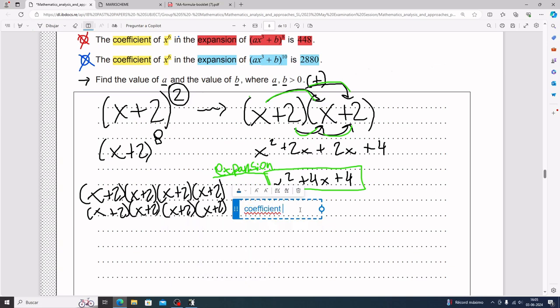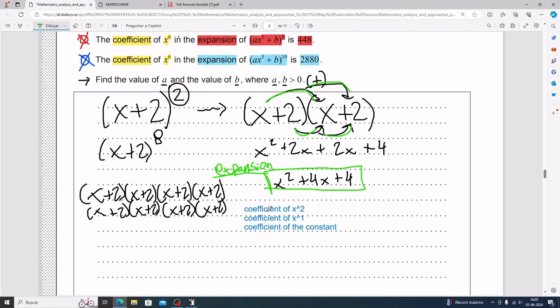So coefficient of x squared, right? We also need to find the coefficient of x to the power of 1. And just to be mean, I'm going to also find the coefficient of the constant, all right? So in this example, the coefficient of x squared is always what is next to x squared, right? The coefficient of x to the power of 1 is what is next to x to the power of 1.